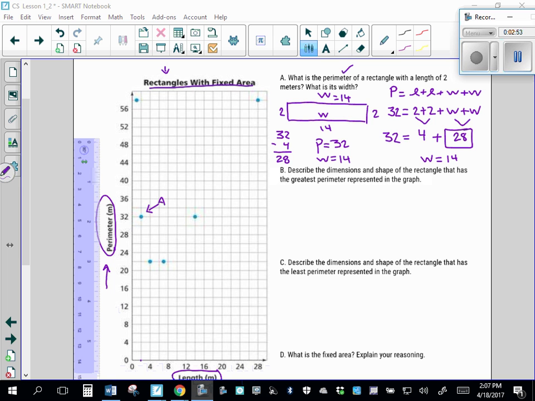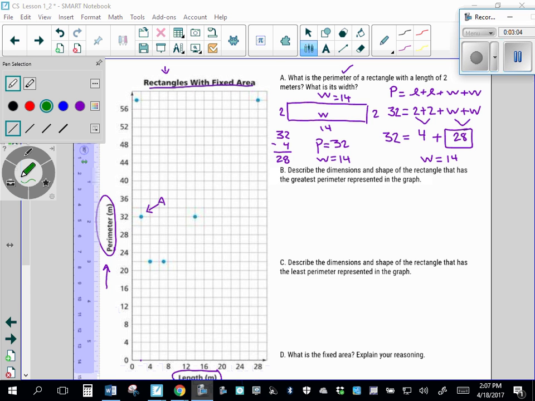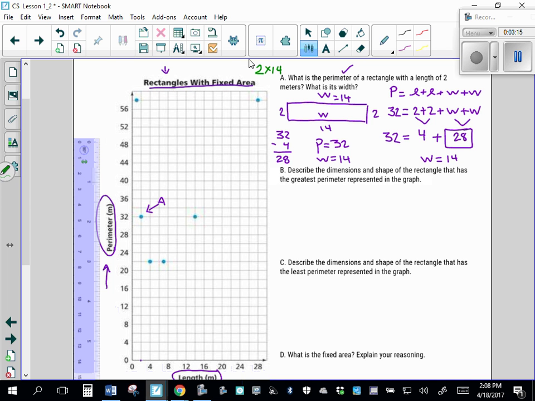So we're going to do part B now, which says describe the dimensions. Dimensions means like length times width. So, for example, up here, if I wanted to do dimensions of this problem A, this is a 2 by 14. We would say it's a 2 by 14. That's the dimensions. So for part B, describe the dimensions and the shape of the rectangle that has the greatest perimeter, represented by the graph. So the shape would be like, is it long and narrow, or short and wide, or a square? That's how you would describe it.